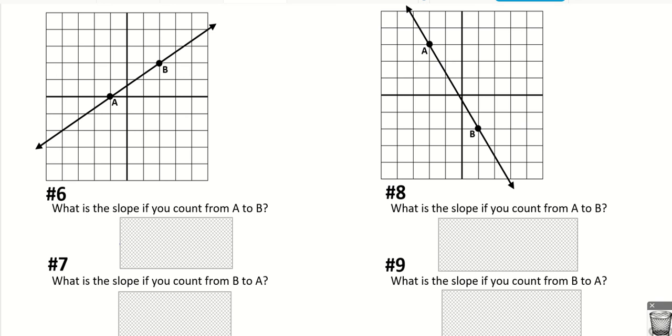And then here we go with these. Number 6, number 7, number 8, number 9. For number 6, if you were counting from A to B, you were going up and then right.